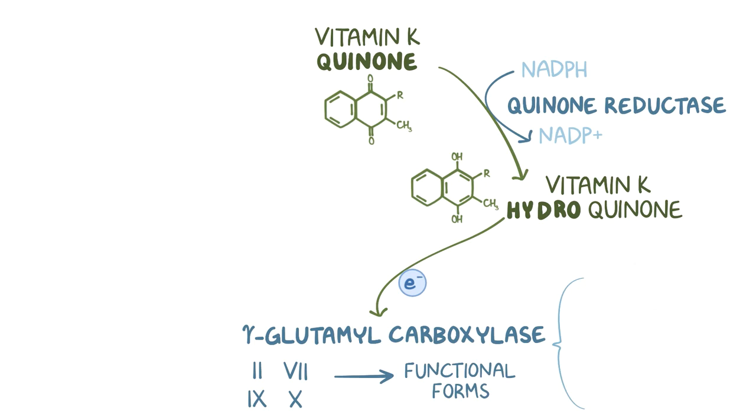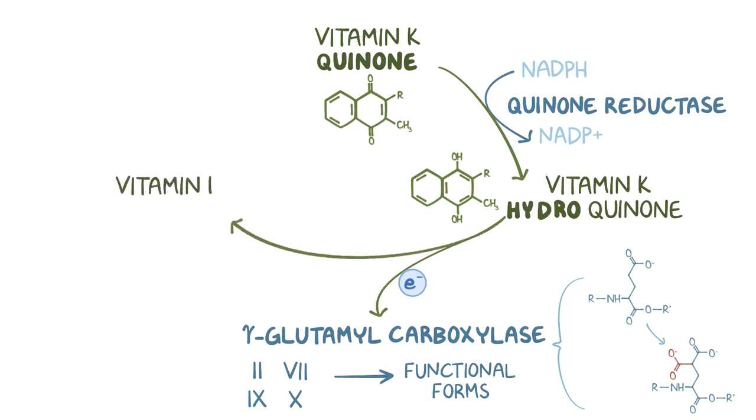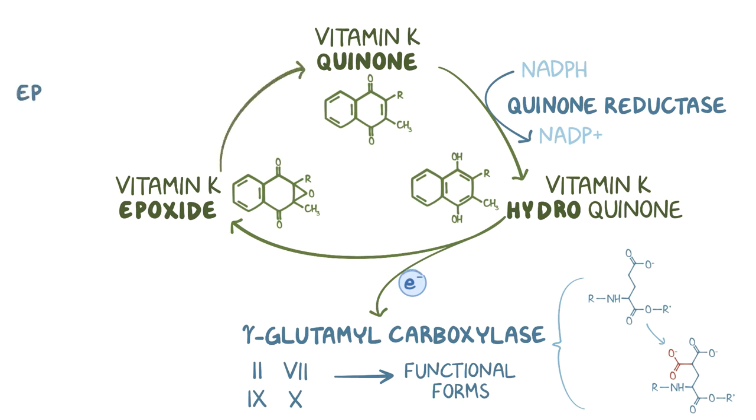Gamma-glutamyl carboxylase adds a carboxyl group, which is a chemical group made up of one carbon and two oxygens, onto the end of glutamic acid residues on the proteins. After the carboxylation step, vitamin K is in an oxidized form where it can accept electrons, and it's called vitamin K epoxide. Vitamin K epoxide gets converted back into vitamin K quinone by another enzyme called epoxide reductase, which donates electrons to vitamin K epoxide using a thiol group. In this fashion, a single molecule of vitamin K can be reused many times.